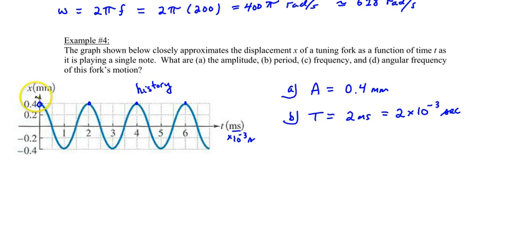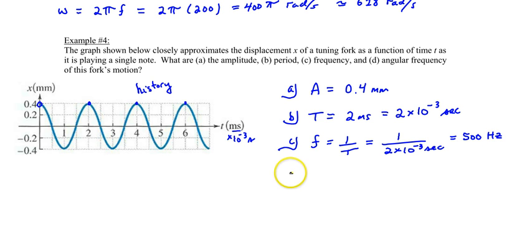Now sometimes if you have a lot of these, you might want to count 1, 2, 3 cycles and then divide by 3 if it's hard to read, instead of just doing 1, because that'll be more accurate. Okay, part C is asking for the frequency. The frequency is 1 over the period. So since you already know the period, you can substitute that in as 1 divided by 2 times 10 to the power of -3 seconds. That'll give you a frequency of 500 hertz.